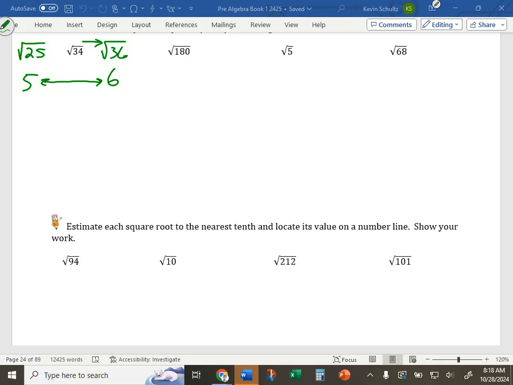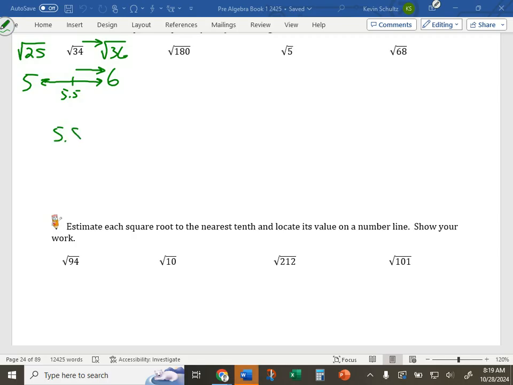Which means that if we think about this as 5.5 being in the middle of 5 and 6, if the root of 34 is closer to the root of 36, that means our decimal is going to be on this side of 5.5. It's going to be closer to 6 than it is to 5. And so Connor said 5.82.